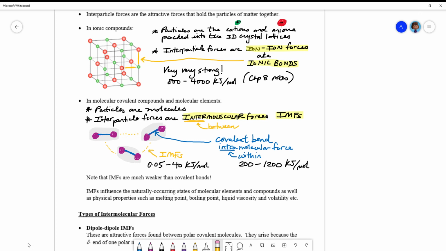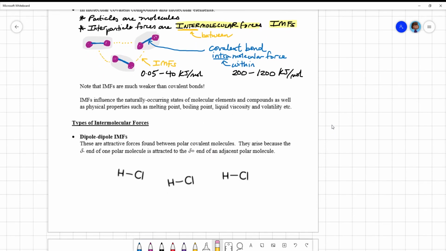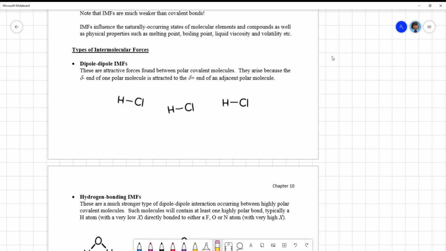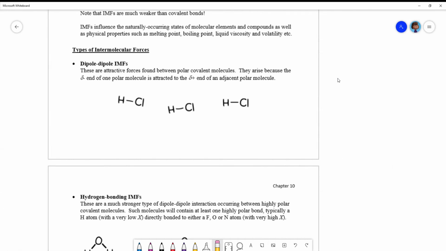Now, what we are going to focus on are the types of intermolecular forces that occur between molecules. As it turns out, there are several types, and we're going to see what those types are and when they show up. So, there are three types of intermolecular forces that occur between pure substances. So we're focusing on IMFs in pure substances.